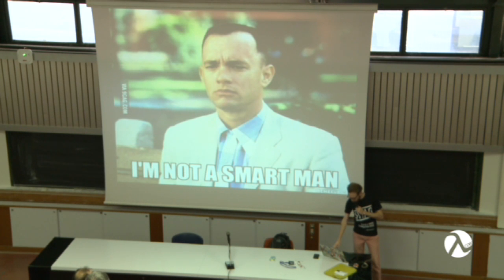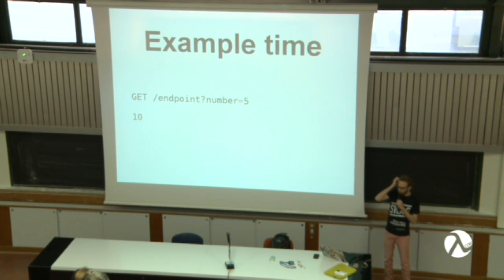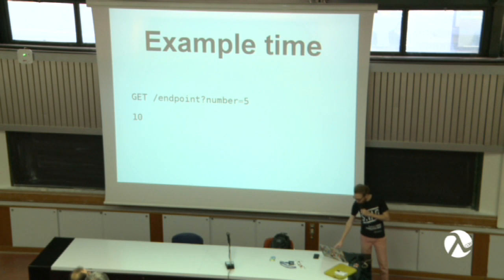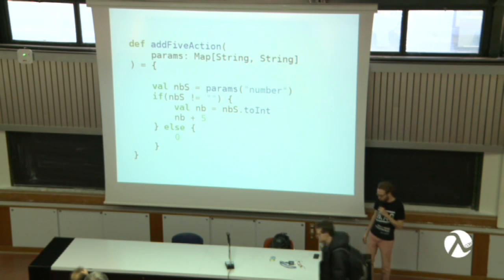Let's start with a simple example. Let's say we have an HTTP API. We give it a number in the query string, and we just want to add 5 to this number. So the first, naive implementation would be this method. We get a map of strings representing the query string. First, we get the parameter called number. If it's not an empty string, we try to parse it as an integer, and then we return this integer plus 5. And if it's an empty string, we just return 0.